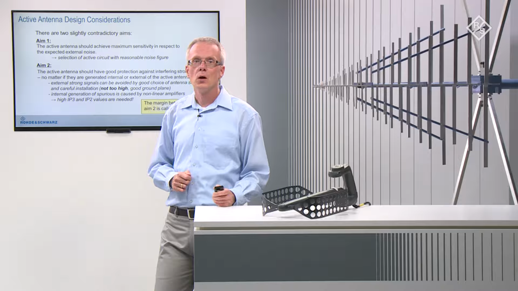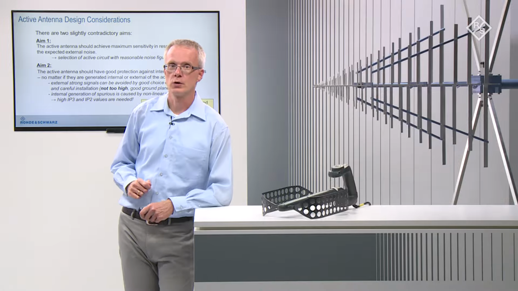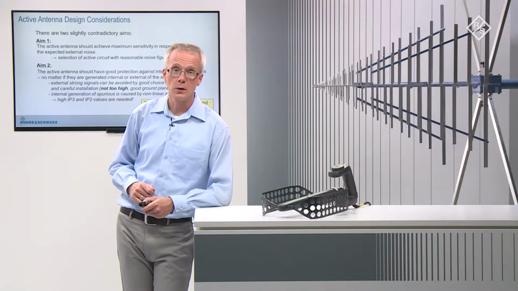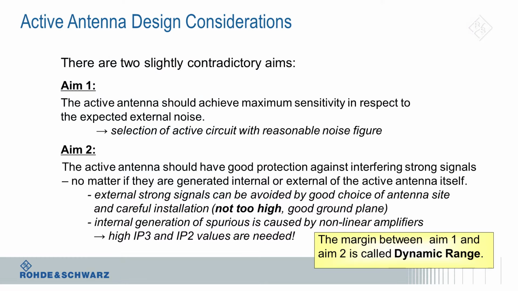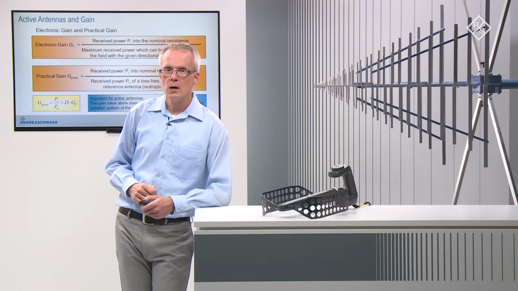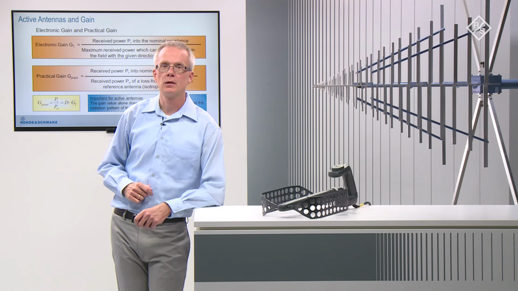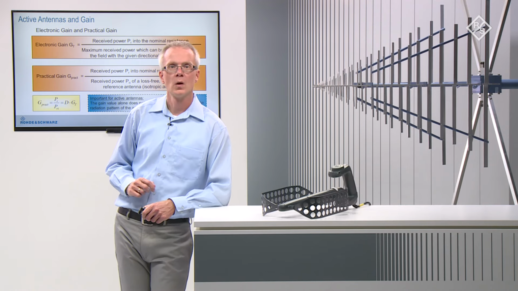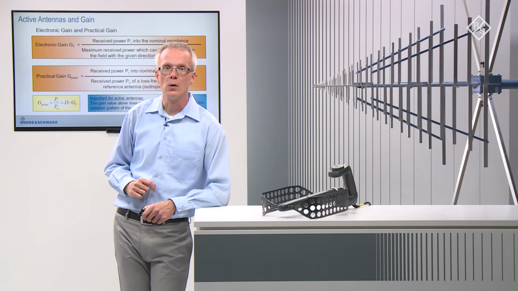Active antennas will always have a limited dynamic range, which will render their usage difficult in close vicinity of strong transmitters, or generally at locations where high field strength values are present. Care must be taken when the gain of an active antenna is evaluated. There are two definitions to know in this context.